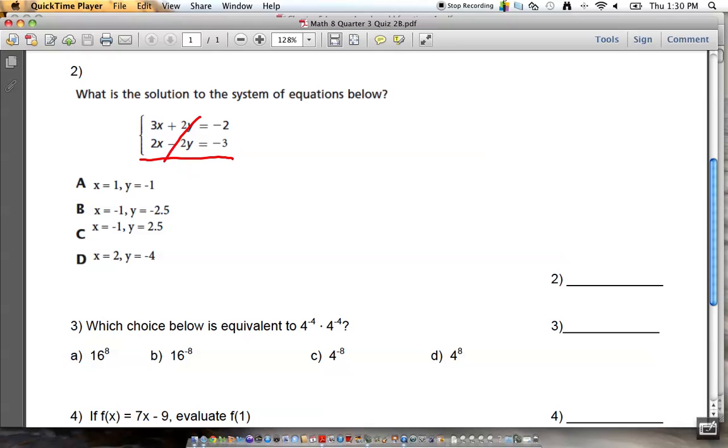So I could just add them up and they go bye-bye. What's 3x plus 2x? 5x equals -2 and -3 is -5.